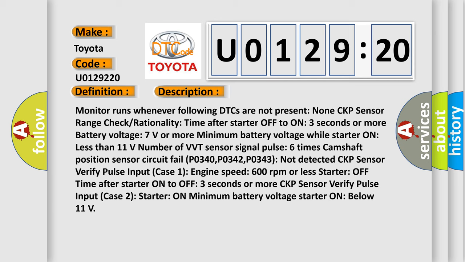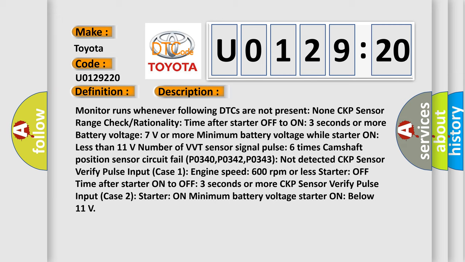Monitor runs whenever the following DTCs are not present: none, CKP sensor range check, rationality time after starter off to on 3 seconds or more, battery voltage 7 volts or more, minimum battery voltage while starter on less than 11 volts, number of VVT sensor signal pulse 6 times, camshaft position sensor circuit fail, P0340, P0342, P0343 not detected, CKP sensor verify pulse input case 1, engine speed 600 revolutions per minute or less, starter off time after starter on to off 3 seconds or more, CKP sensor verify pulse input case 2, starter on minimum battery voltage, starter on below 11.